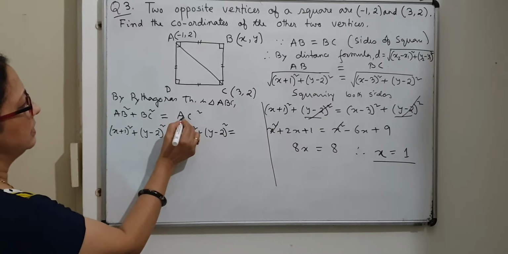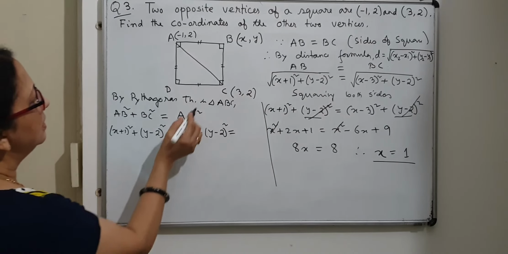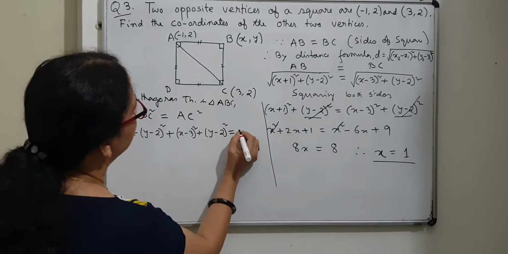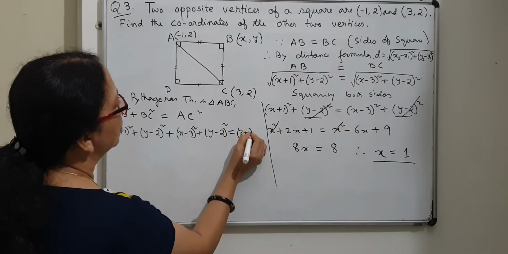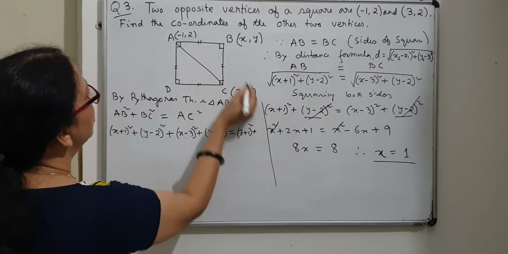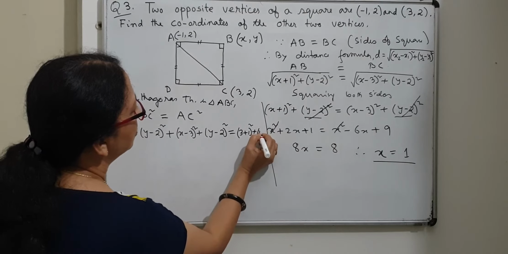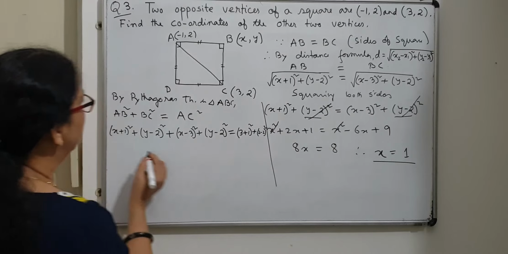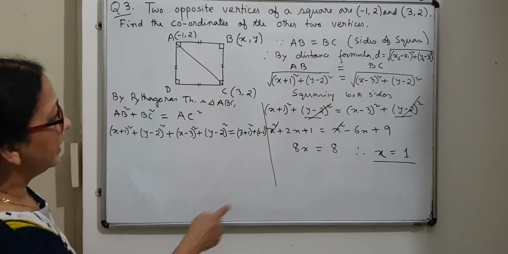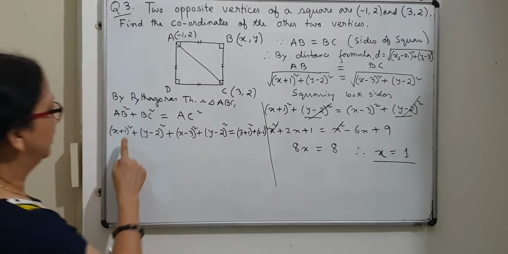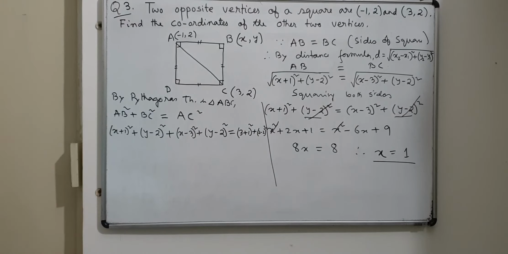Now what will be AC? Apply the distance formula. So AC square, removing the radical sign, is (3 plus 1) whole square plus (2 minus 2) whole square, where 2 minus 2 is 0. So now what will I be doing? I can put the value of x here. This value of x can be put.